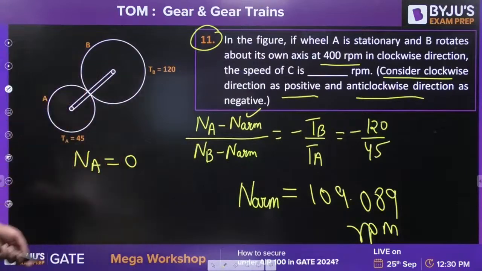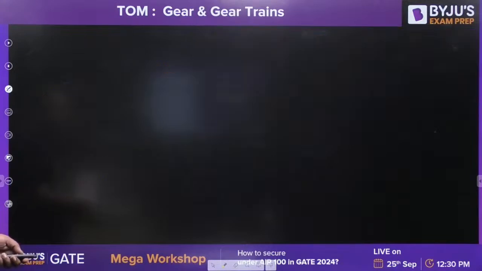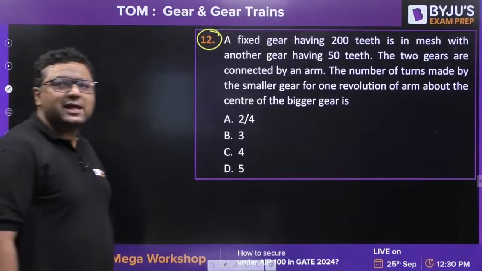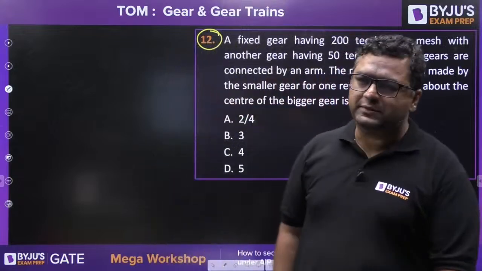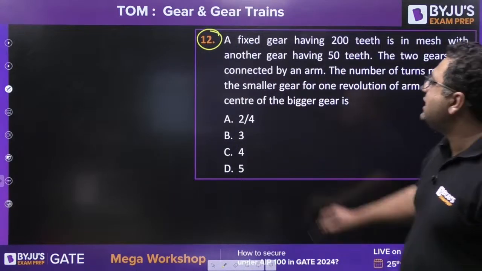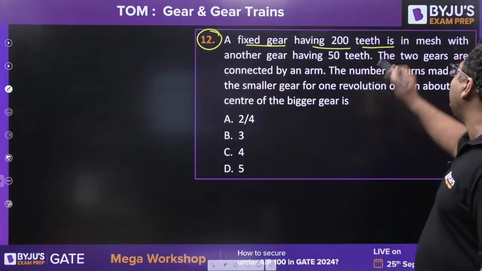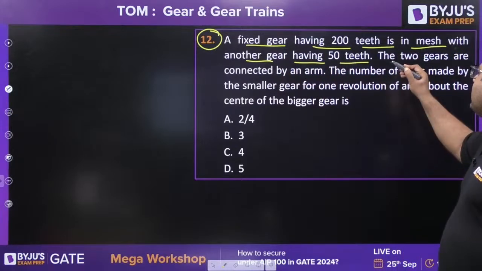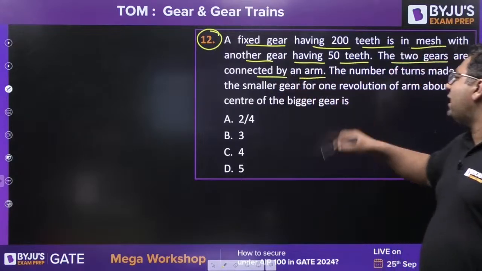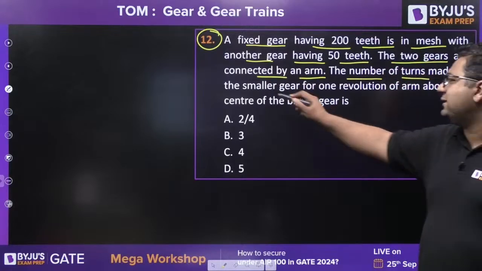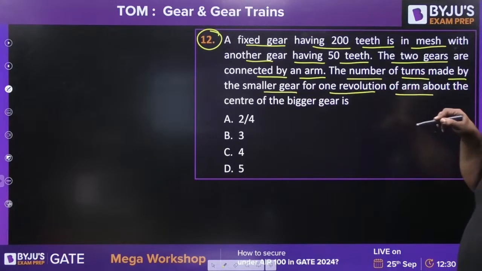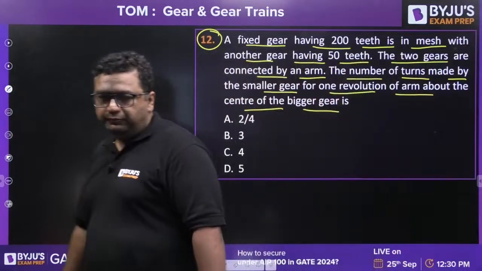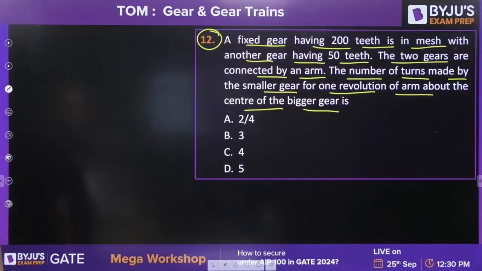So we have completed 11 questions. Now moving to question number 12. Very good, Kalpesh. Sachin, are you there or not? You are not solving the problems. Question number 12 says a fixed gear having 200 teeth is in mesh with another gear having 50 teeth. The two gears are connected by an arm. The number of turns made by the smaller gear for one revolution of the arm about the center of the bigger gear. Solve this one, guys.